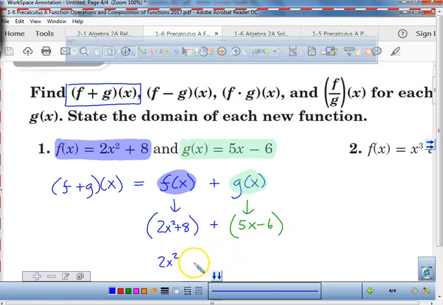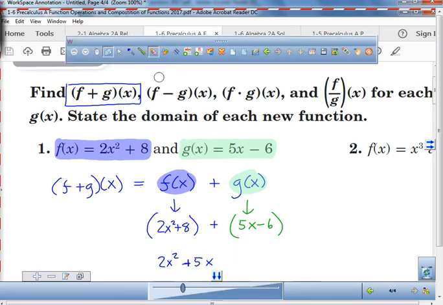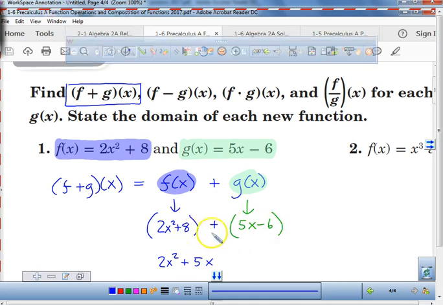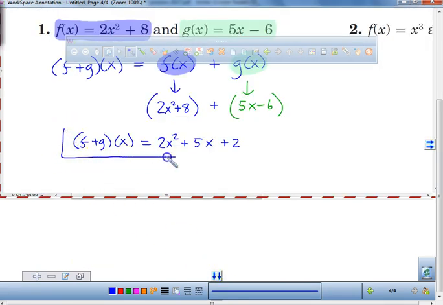Now, let's, in descending order, look for any x's. Do you see any x's around? 5 x's, okay, I'll put 5 x's right there. That's a horrible plus sign, so just pretend like I didn't do that. Now, we have an 8 and we have a minus 6. What is 8 plus a negative 6? Or 8 minus 6? 2. Wow, brilliant. And by the way, everybody, this is your final answer when I say, what is f plus g of x? This is both of them combined.